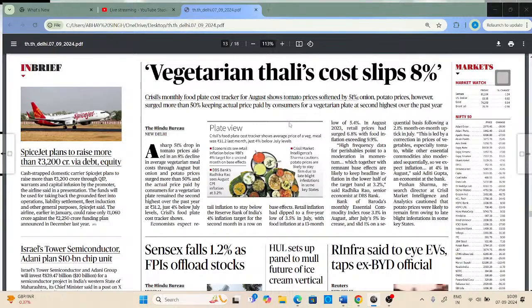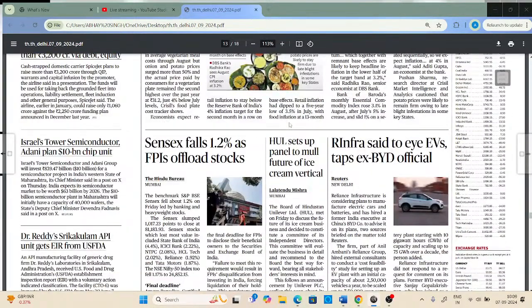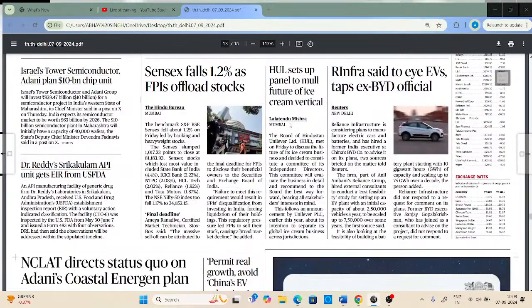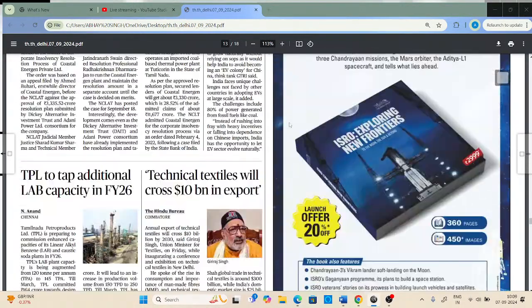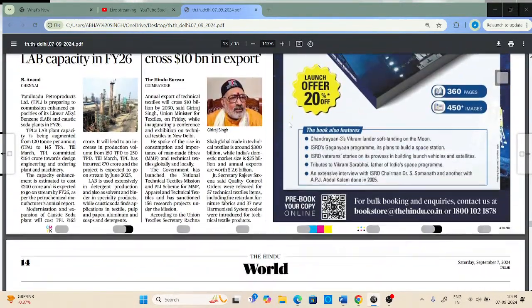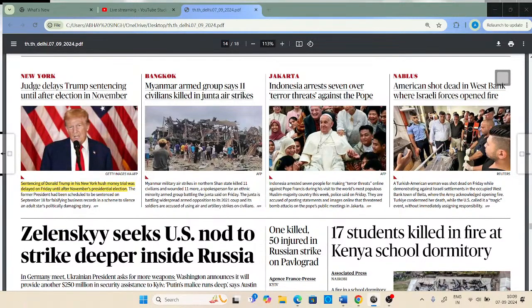So we are moving into the business section of today's newspaper. So we are into the international section now. The sentencing of Donald Trump, he was convicted of a felony.